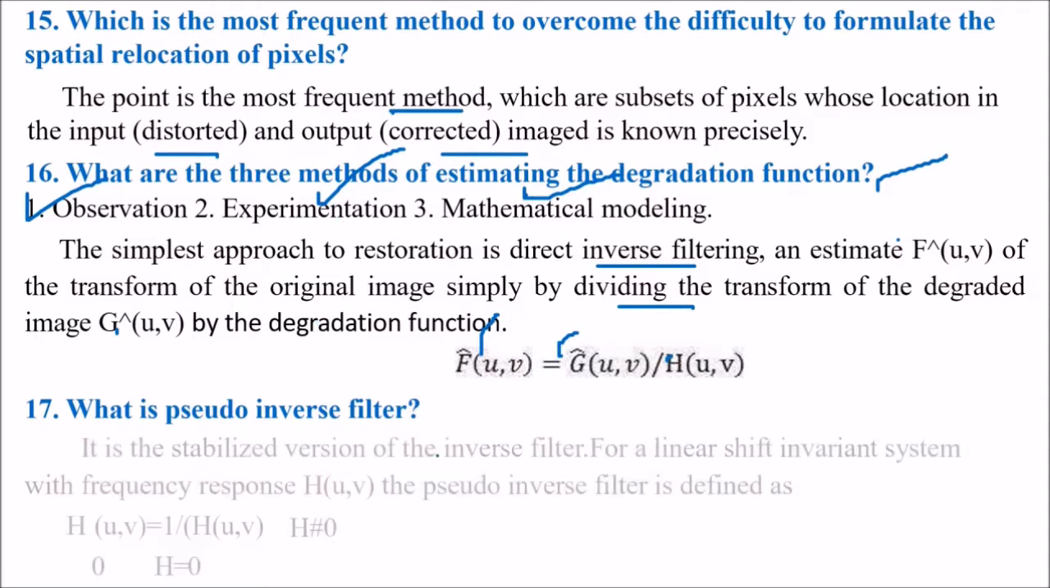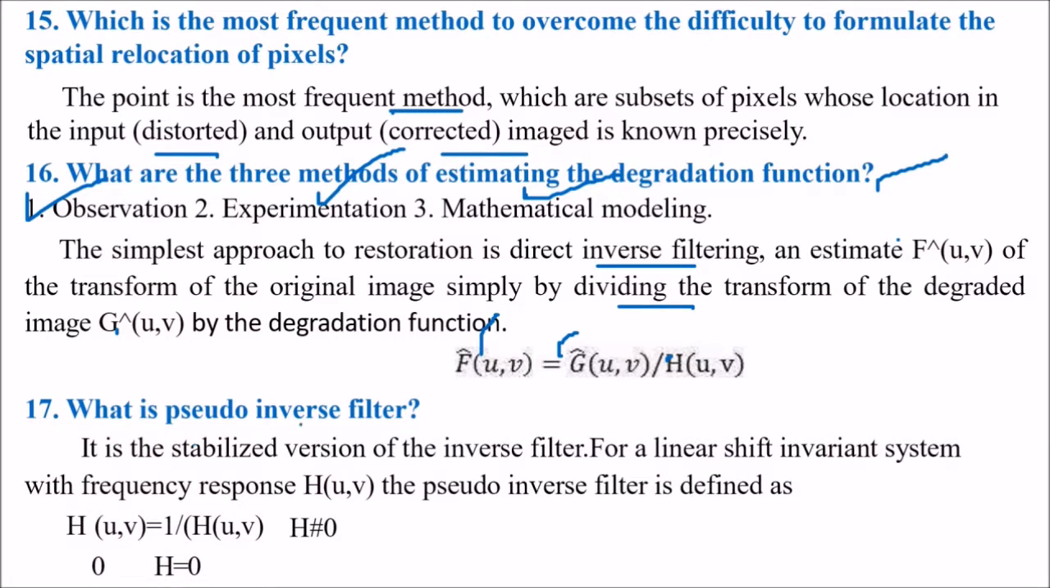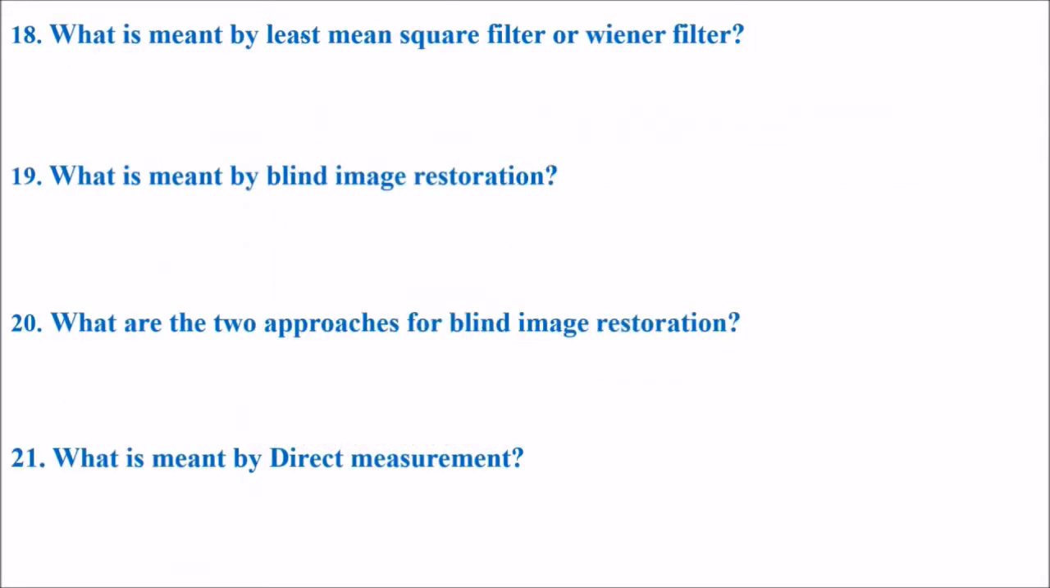What is the pseudo inverse filter? It is the stabilized version of the inverse filter. For a linear shift invariant system with frequency response H, the pseudo inverse filter will be given by 1 by H(u,v), where H is not equal to 0, and if H is equal to 0, the filter is 0. Okay.